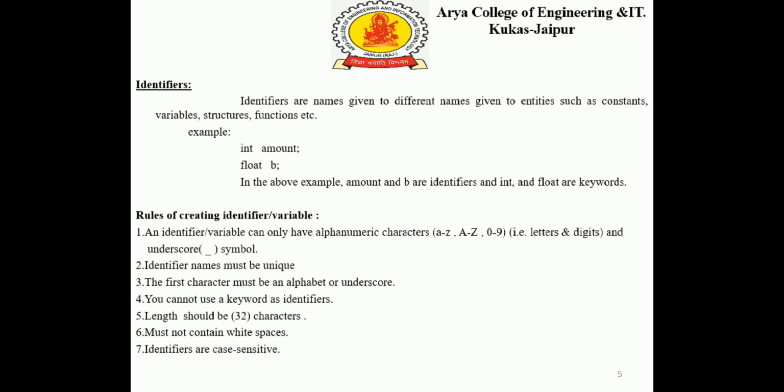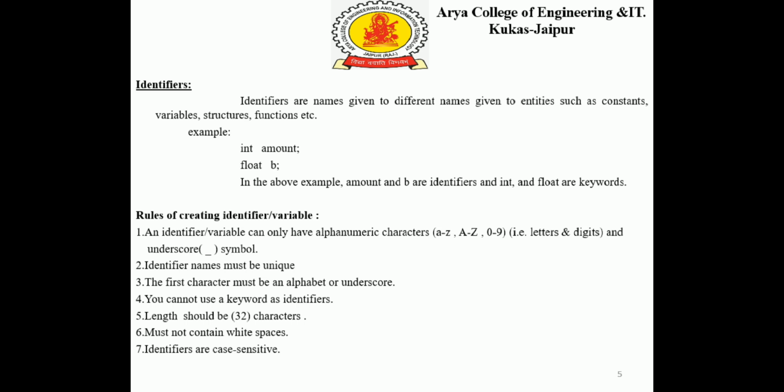First of all, identifiers. Identifiers means an identity that is given to any unit in a program, means any variable name is defined as identifier. We can see int amount, float b, and so on. Further, we will be seeing the rules that are defined for declaring a variable in a program. What are they? First rule is that the variable will have only alphanumeric characters A to Z and 0 to 9, as well as the special symbol underscore can be included in the name of a variable.